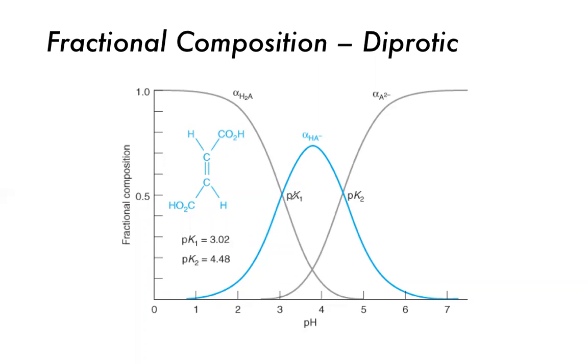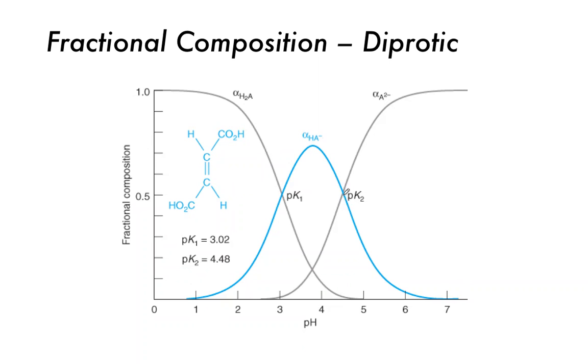So the pKa for the first deprotonation, so H2A going to HA minus, is here. So that's pK1. That's a value of 3.02. So below the pH of 3.02, we would have a predominantly acid system. Above it, we would have the amphiprotic concentration larger than either the A2 minus or the H2A.